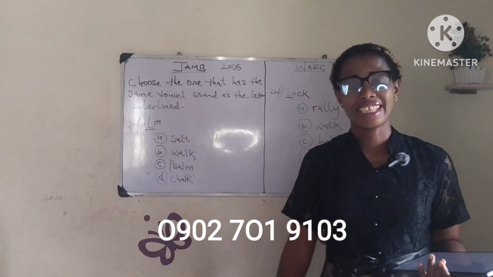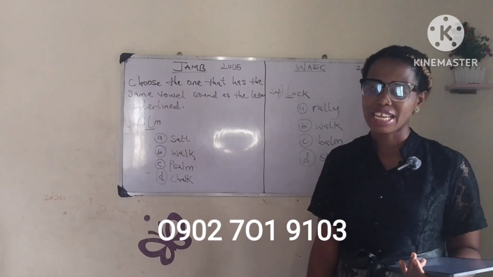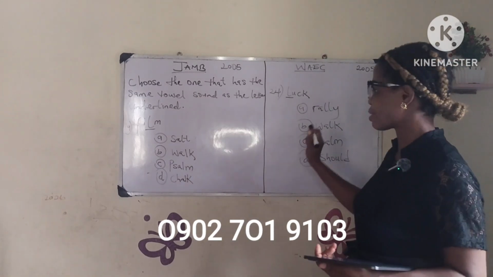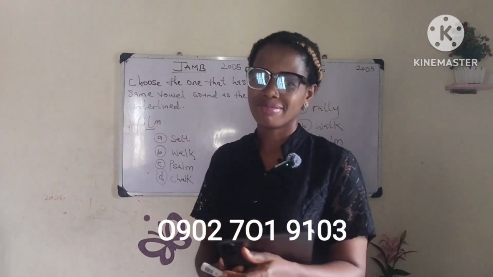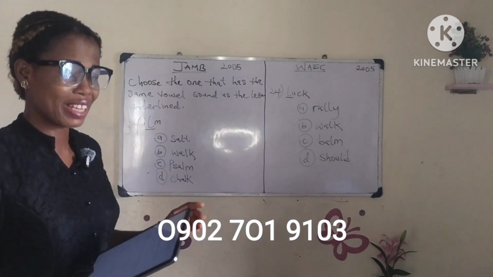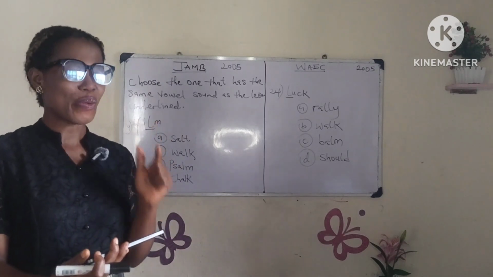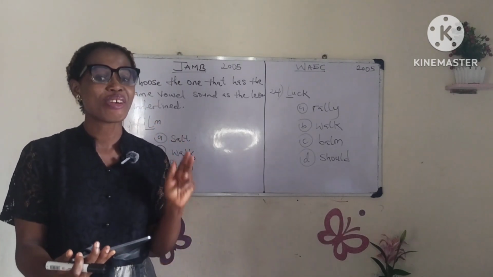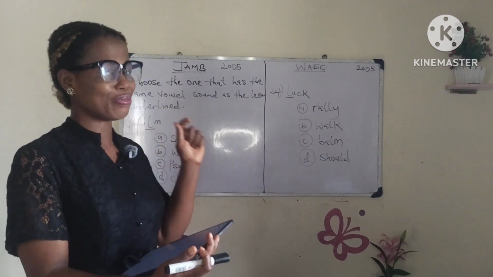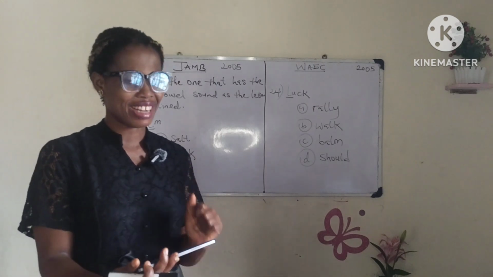All right, like I said earlier, the O sound is very simple, just that examiners like to make it tricky. So what I need you to do now is to write your answer to this one and this one in the comment section. I'm going to give you 10 seconds, 5 seconds for the first question and 5 seconds for the second question. The time starts now. 1, 2, 3, 4, 5. For the second one, 1, 2, 3, 4, 5.